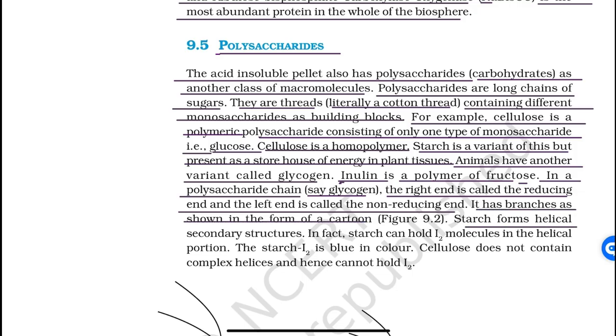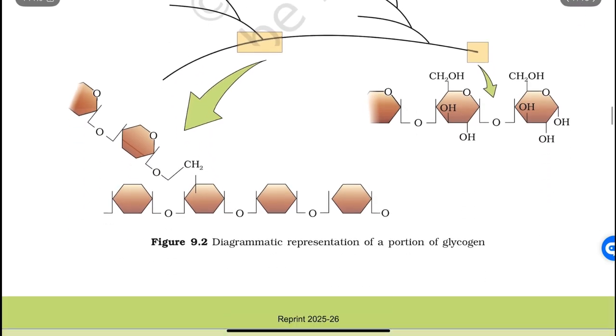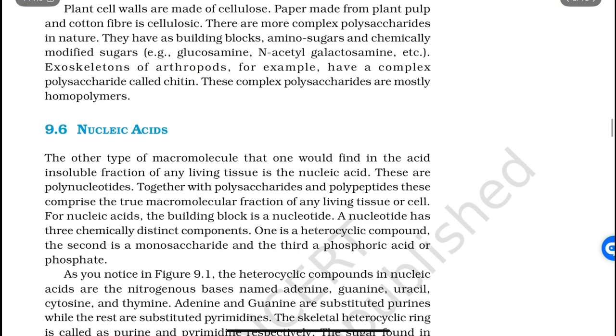Starch forms helical secondary structures. In fact, starch can hold I2 molecules in the helical portion. The starch-I2 complex is blue in color. Cellulose does not contain complex helices and hence cannot hold I2. Here is a diagrammatic representation of a portion of glycogen. Plant cell walls are made of cellulose. Paper made from plant pulp and cotton fiber is cellulosic.